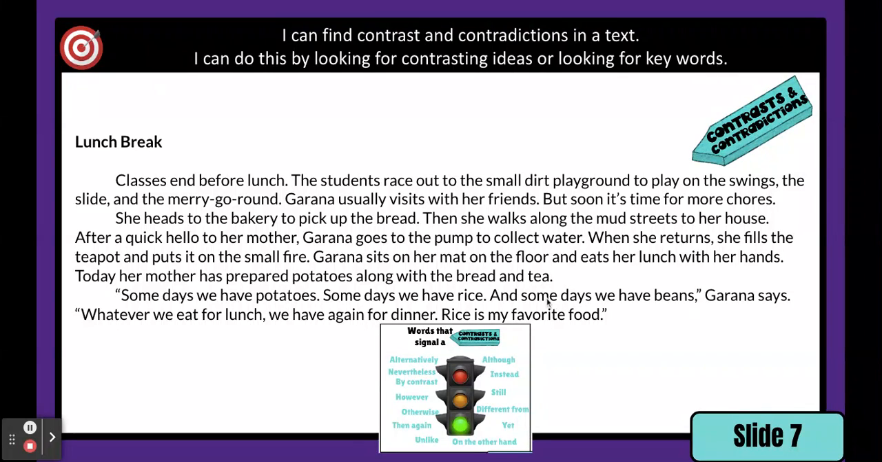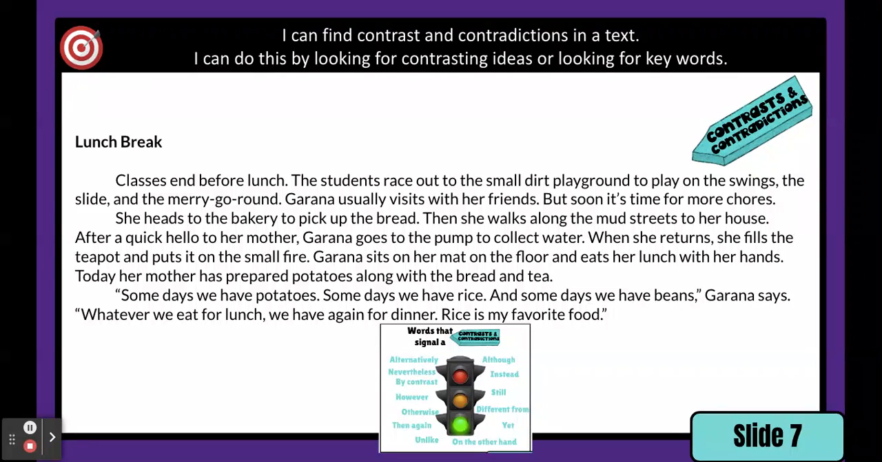Okay. I think it's important that we know this because it gives us background information about Garana, right? It gives us information about her culture as well, and it also gives us information about why she and her family left their home and why they're in this place, right? And how there wasn't equality there. All right, let's keep reading and think more about contrasts and contradictions.